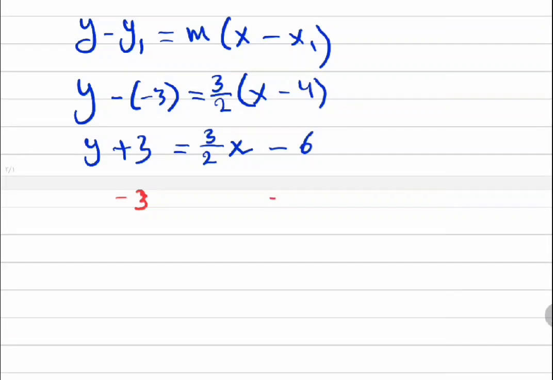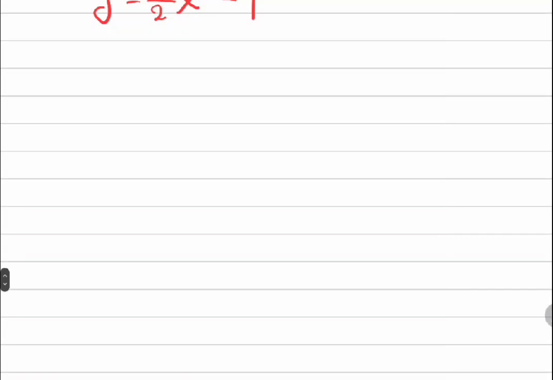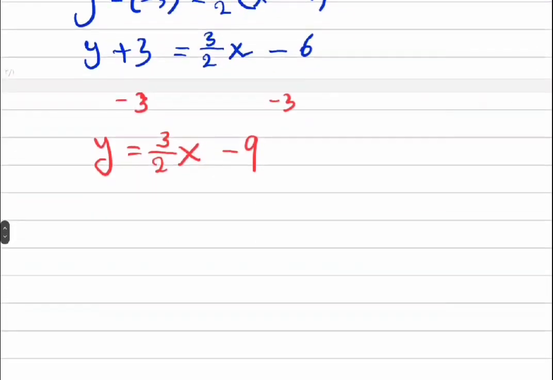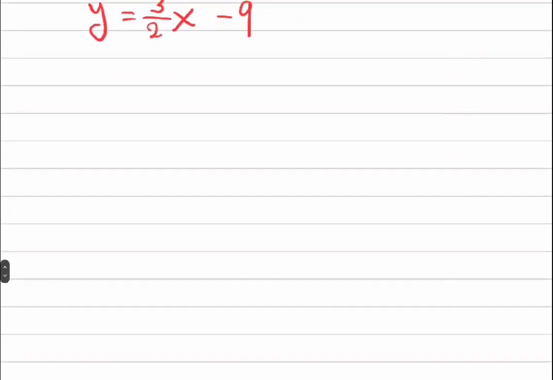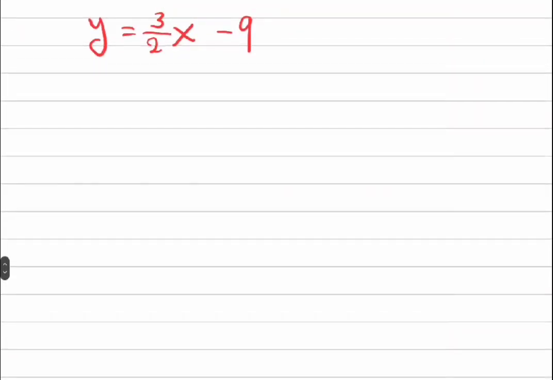Now, once you distribute the 3 over 2, you're going to convert it into slope-intercept form. So to finish it, all I need to do is subtract both sides by 3. So the answer in slope-intercept form is y is equal to 3 over 2 x minus 9. If you use the method that we used in the first two examples, this is the answer you should get. But in point-slope form, it's just going to be y plus 3 equals what's on the right side.